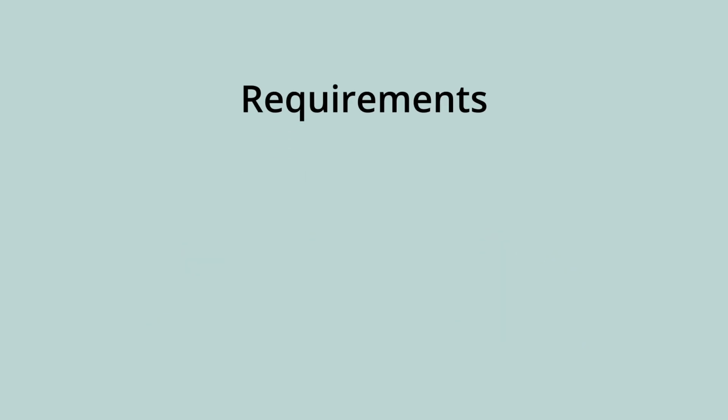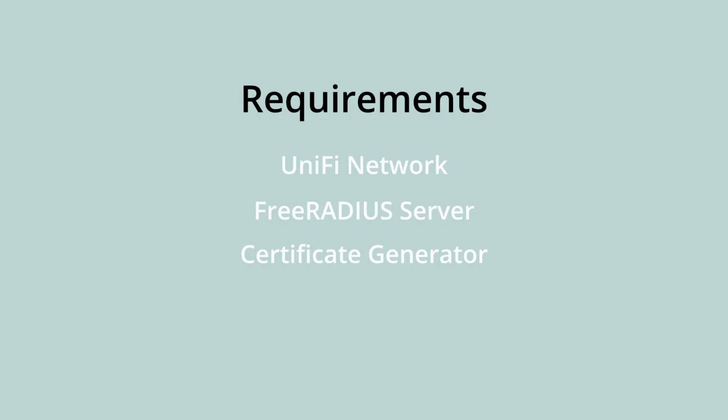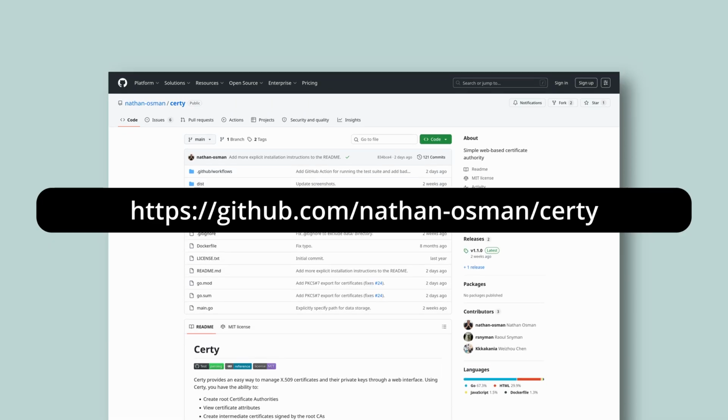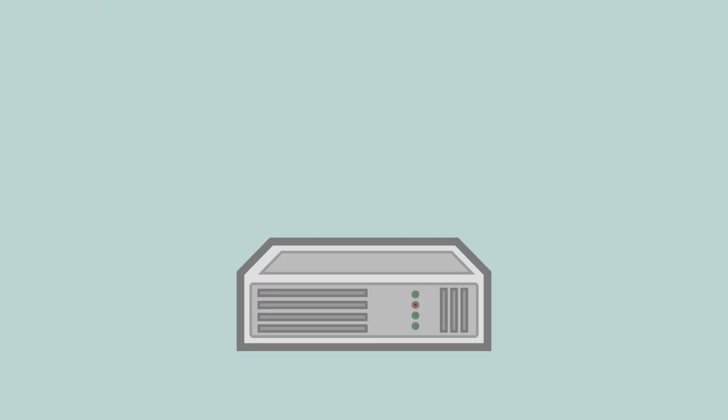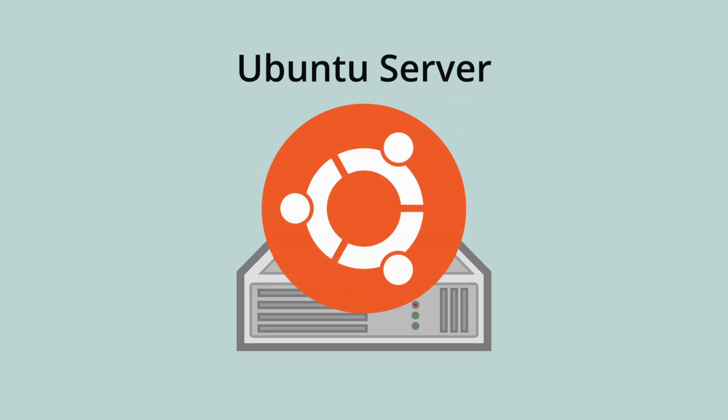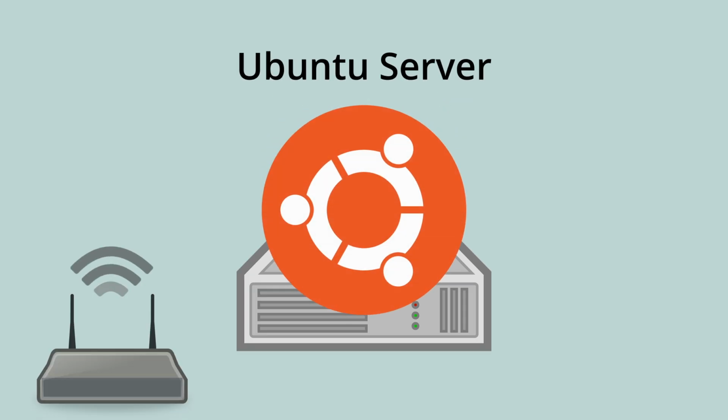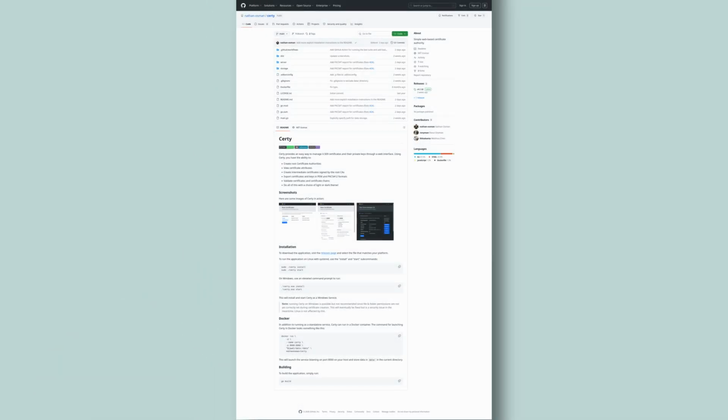For the example in this video, you are going to need three things: a UniFi network, a FreeRADIUS server, and a tool for generating the certificates. For that last item, I'm going to use one of my own tools, Certy, which I will link in the description below. I'll be setting up Certy and FreeRADIUS on Ubuntu server. The important thing here is that they are both running on a machine inside the network that will always be available. Using the link in the description of this video, open the project page for Certy.